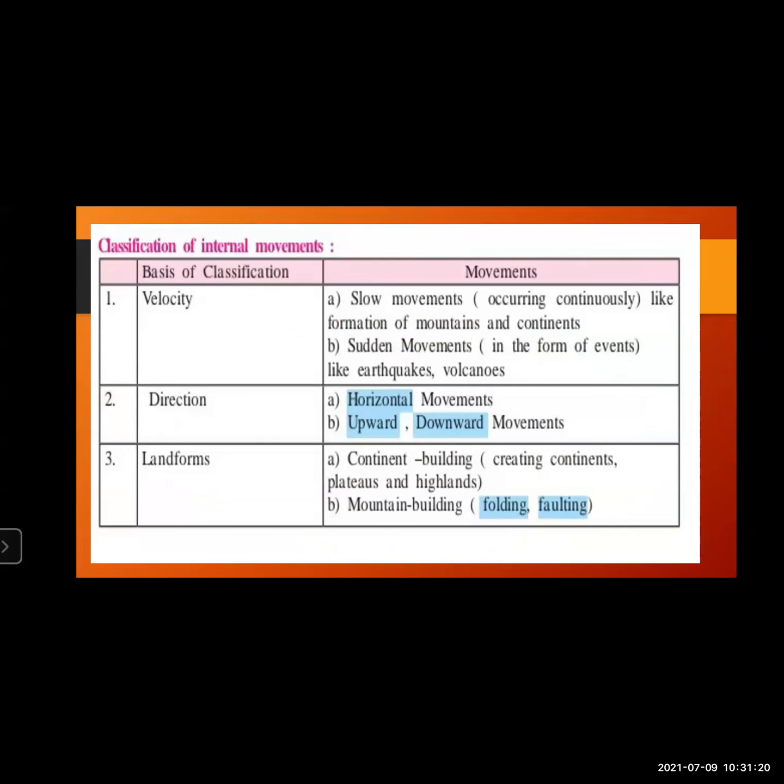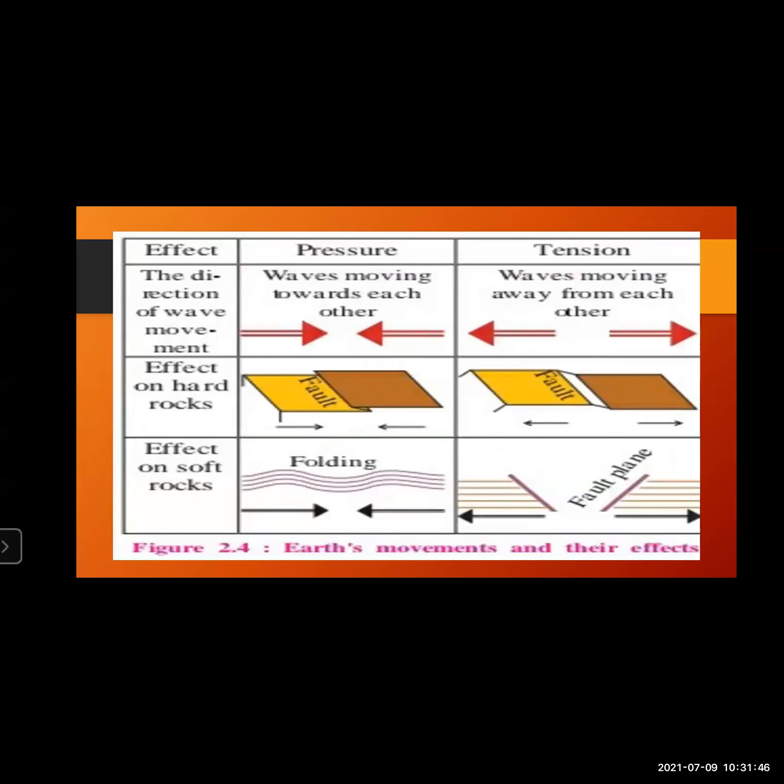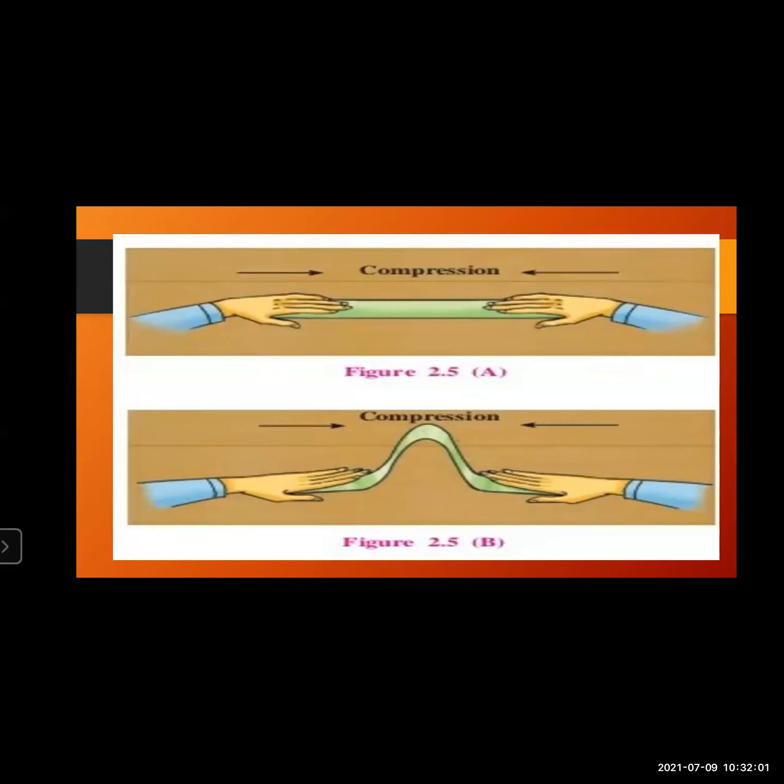And in the classification table we have seen the velocity, because of the speed, what happens: the slow movement, formation of mountains and continents; sudden movement gives rise to events like earthquake and volcanic eruption. The direction of the waves is horizontal, upward, downward, and the landforms created are continents, plateaus, mountains like folding. Then the effect of the direction of the waves: when the waves are coming together, it is called compression. When the waves are going away from each other, it is called tension. What types of landforms are created due to this?